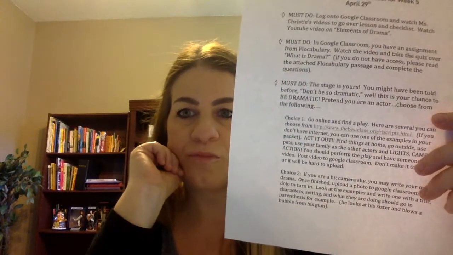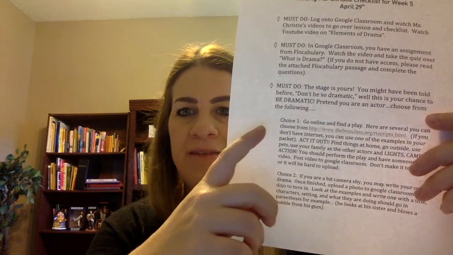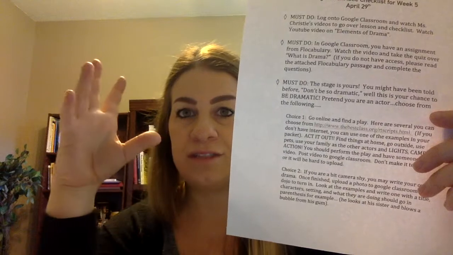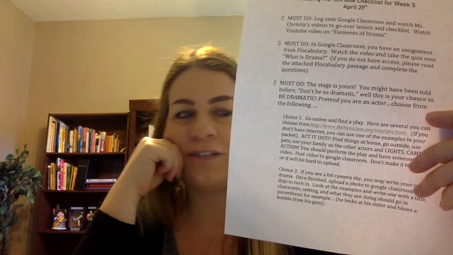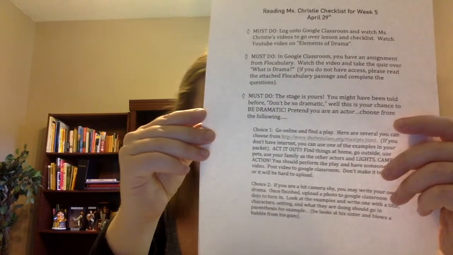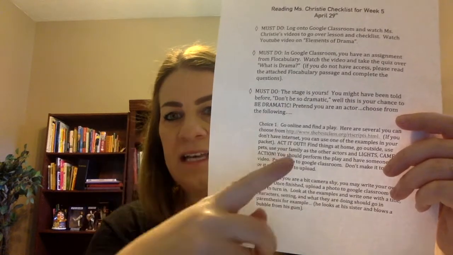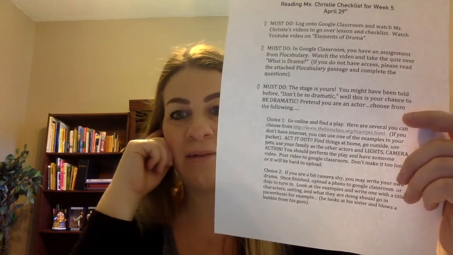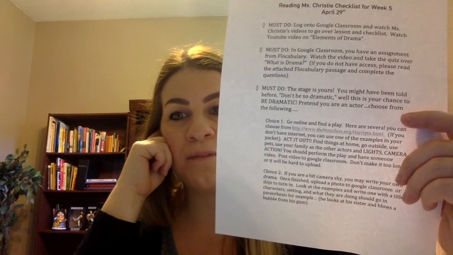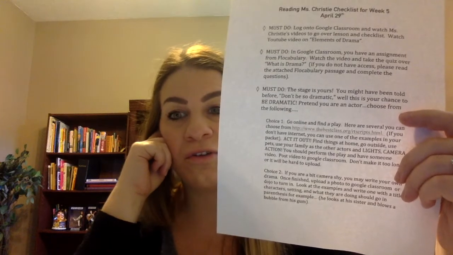Choice 1, you go online and you find a play. So in Google Classroom, I have a link that has several different scripts that you can look at and choose one of those if you'd like. And if you don't have internet, they're in your packet. And you can choose one of those scripts, act it out, find things at home, go outside, use your pets, use your family members, whatever's around you, and lights, camera, action. You should perform the play and have someone video that play. Then post it on Google Classroom.